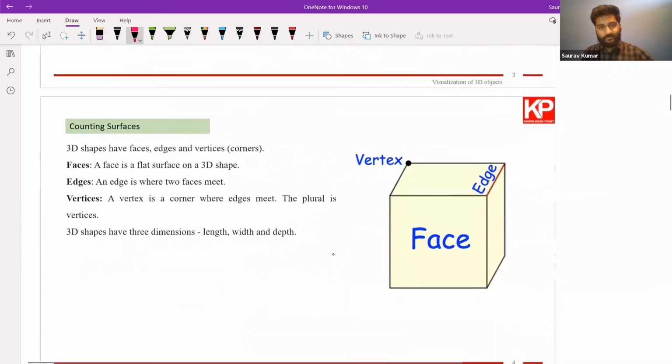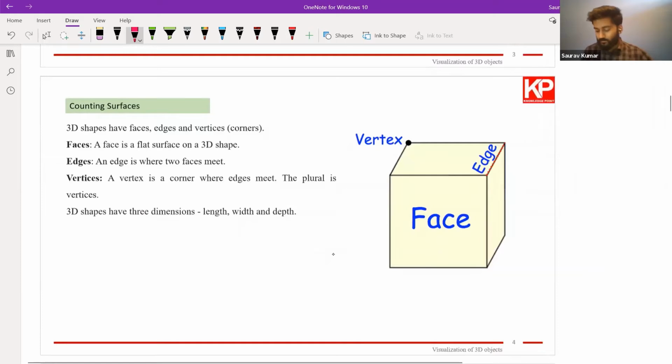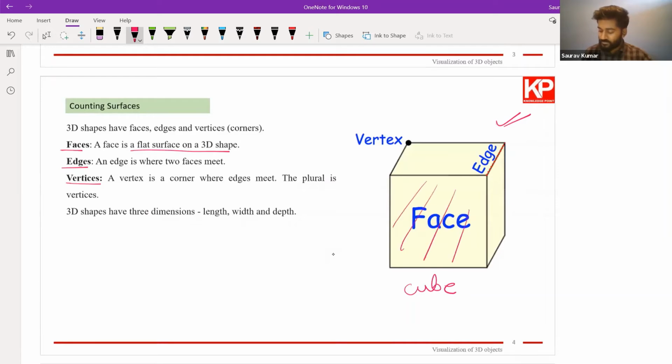Now, these are the three things which they always ask about: the faces, edges, and vertices. A face is simply a flat surface on a 3D shape. This is a very basic example you are all familiar with. This is a cube. This is a face. Similarly, this side is also a face. Any of the plane, flat surfaces are the faces. Then an edge is where two faces meet. When this face and this face meet, this becomes the edge.